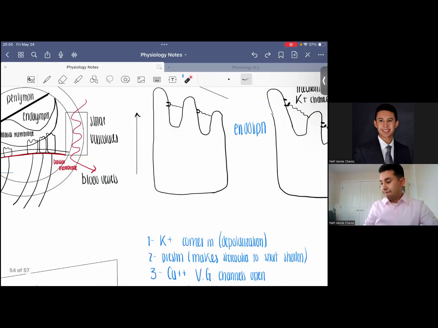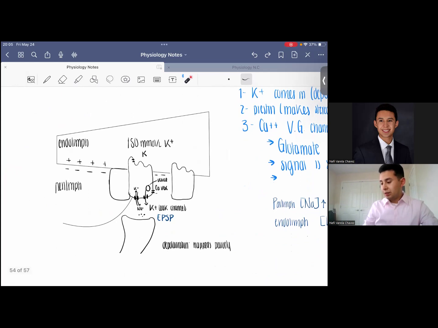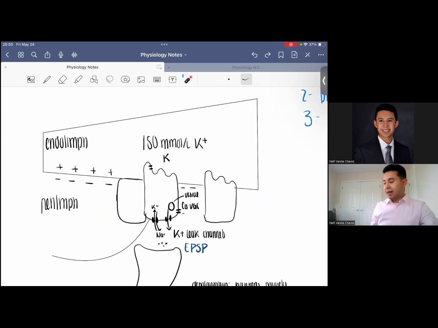Okay. Pretty cool. So what's going to happen? We're going to take potassium. We have a concentration of 150 millimoles per liter, and here again, 150 millimoles per liter. So we're going to take some potassium to the inside of the cilia. Okay. And this is going to help us to depolarize this structure. Okay. We have a voltage gated calcium channel. We already know how they work. So the depolarization is going to help us to make this door open, and calcium is going to get into our cell.